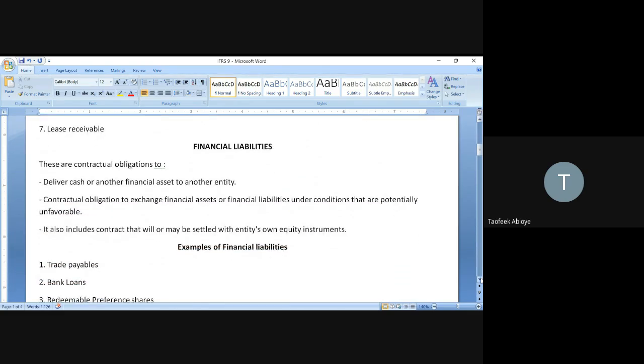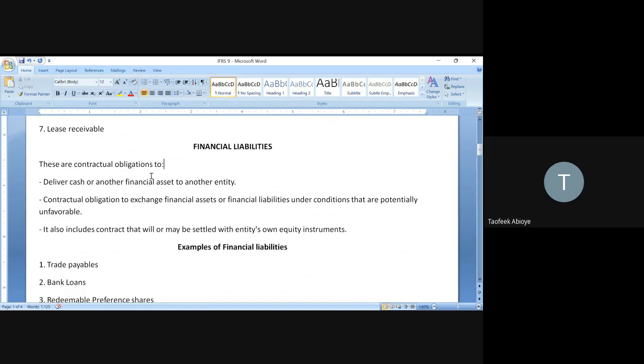Financial liability is the opposite of financial assets. And when a question comes, that is where the problem will start. If you don't understand them very deeply, you'll be wondering, is this question a financial liability or a financial asset? It is the opposite. Look at the definition.